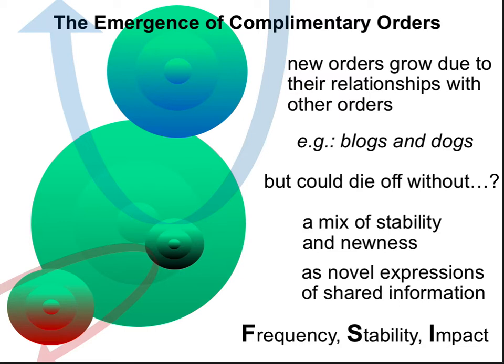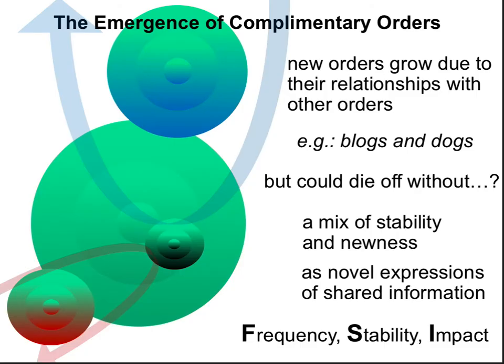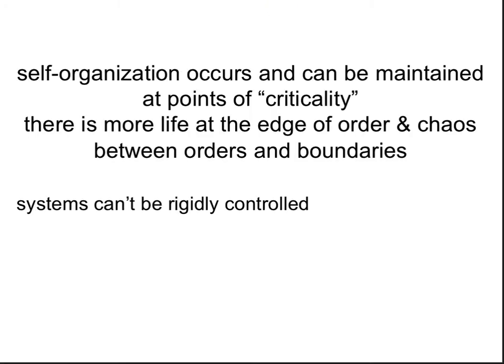All right, here's some wordiness for us before I get to one more visual slide. Self-organization occurs and can be maintained at points of criticality. There is more life at the edge of order and chaos, between orders and boundaries. So the action happens between those things. It's the regular fans reading the blogs. It's the publishers reading the blogs is what I'm getting at.